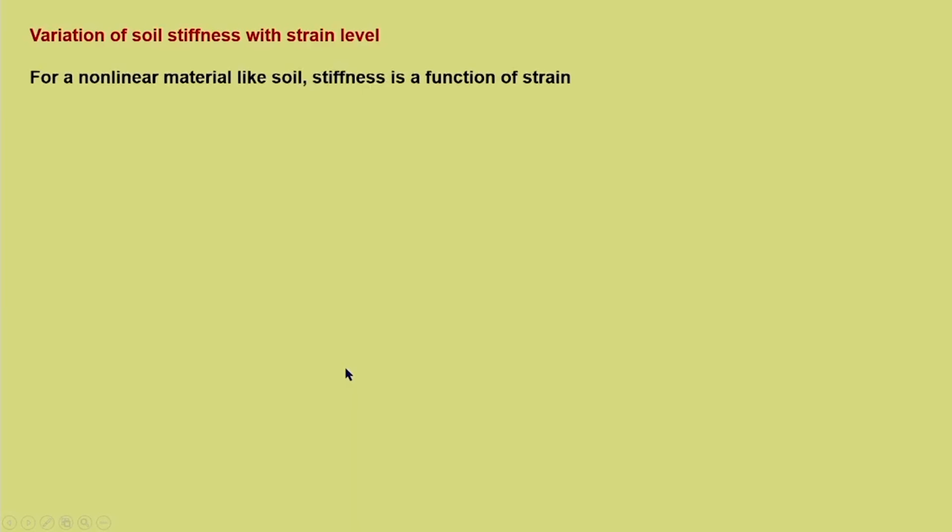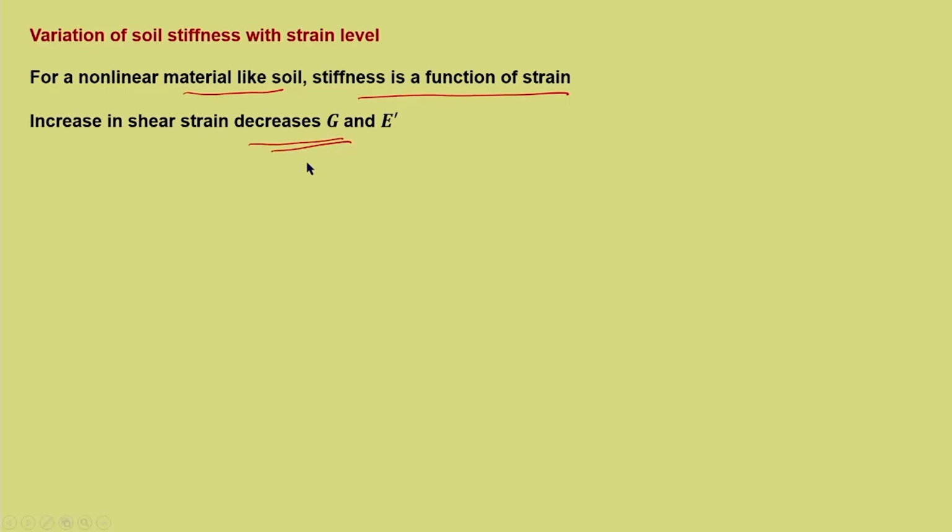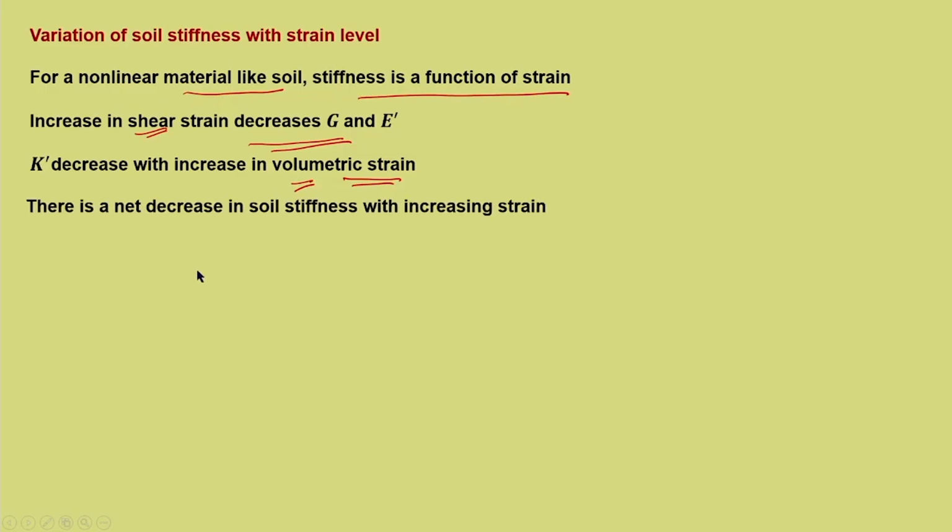Now, variation of soil stiffness with strain level. For a nonlinear material like soil, stiffness is a function of strain, and it keeps changing. At low strain, we know it is a linear response, and then it becomes a nonlinear response. An increase in shear strain decreases G, and E dash and K dash decrease with increase in volumetric strain, because each of these is associated with shear response and volumetric change. So, there is a net decrease in soil stiffness with increasing strain.